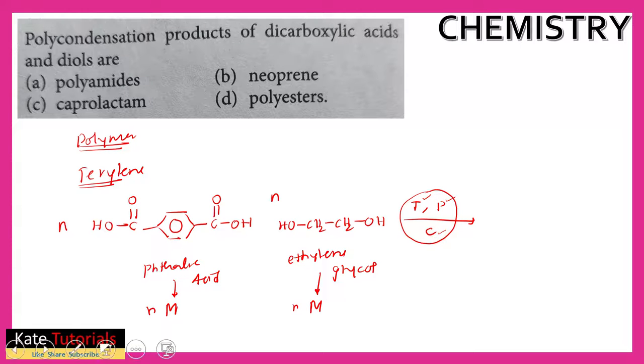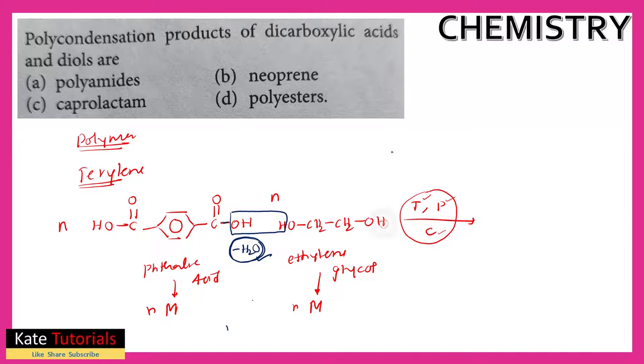Whenever polymerization happens, this C-O bond will always be weaker. So OH from this acid and H from this alcohol will go out as minus H2O. So condensation happens. Condensation means what? Removal of a water molecule.